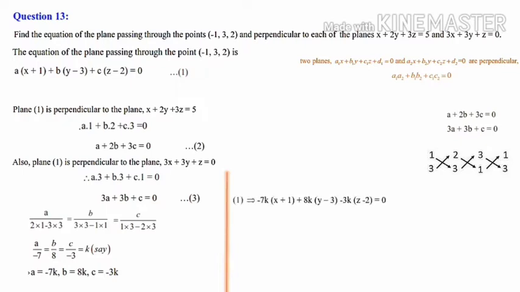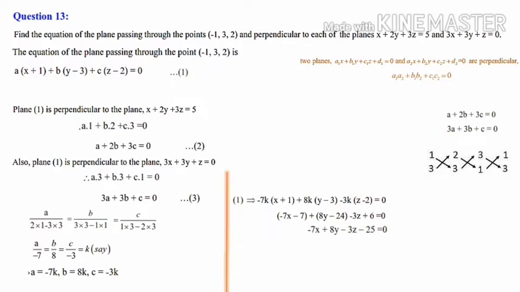Then equation number 1, if you substitute, A we have got, that is minus 7k, minus 7k into x plus 1, plus B we have got 8k into y minus 3, plus C we have got minus 3k, so minus 3k into z minus 2 equal to 0. Now when you observe, there is k common on the left side and right side is 0, so we can eliminate k and we will get minus 7 into x plus 1. When you multiply inside, minus 7x minus 7, plus when you multiply 8 inside, 8y minus 8 into 3, 24. And again here minus 3 if you multiply inside, minus 3z, minus into minus plus 6 is equal to 0.